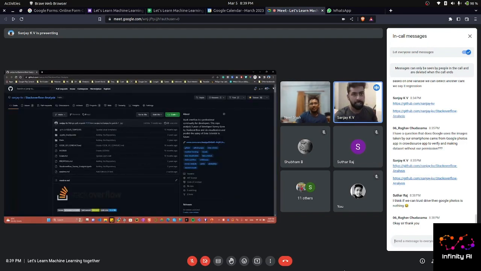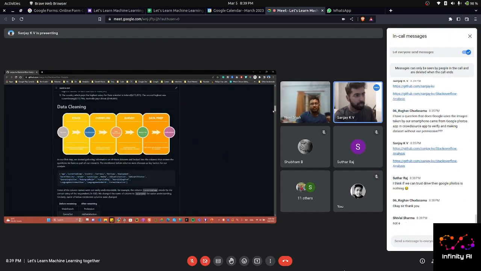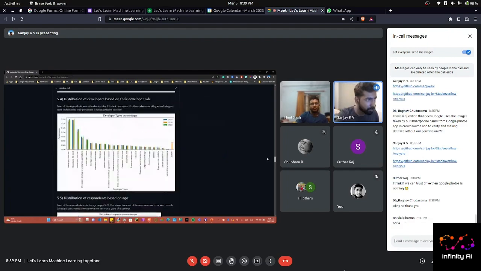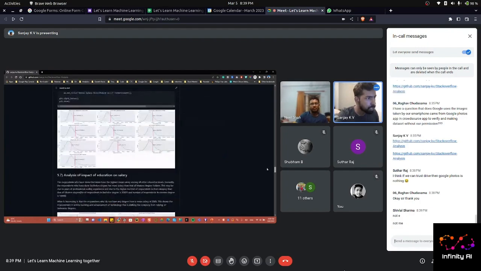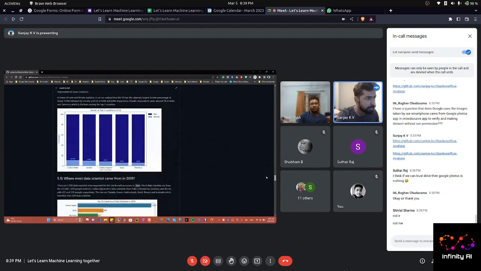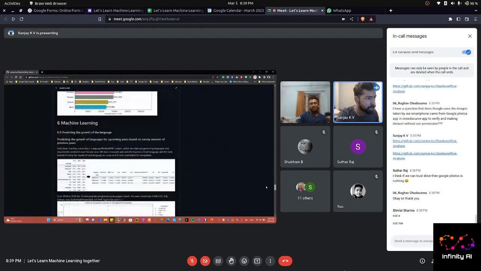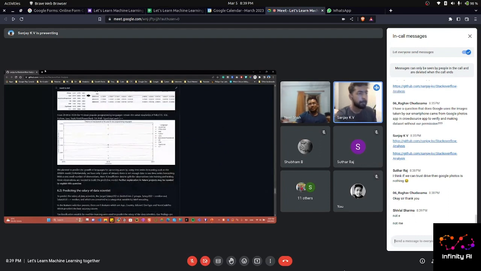So this is my analysis of three years of data sets from Stack Overflow, where a survey was taken from developers from all the companies. If you scroll down over somewhere here, you can see some predictions which I have received. Currently, the popular 10 programming languages, JavaScript to C++, you can see over here.